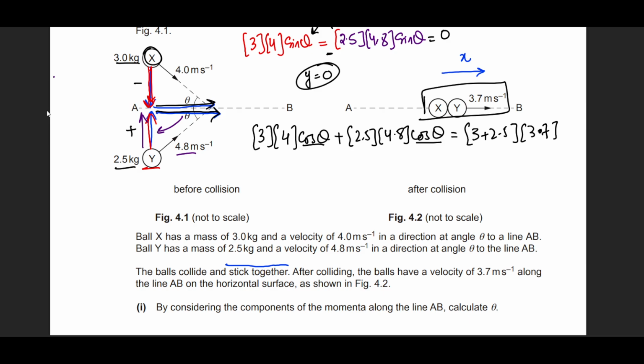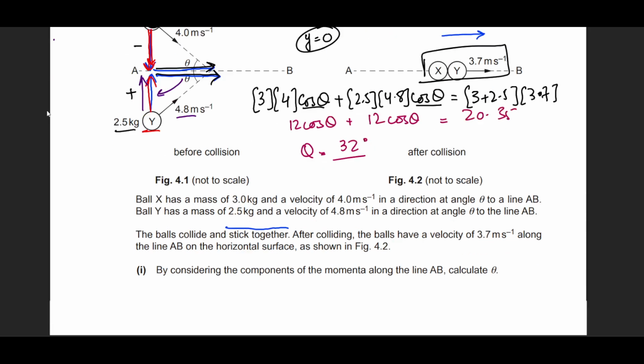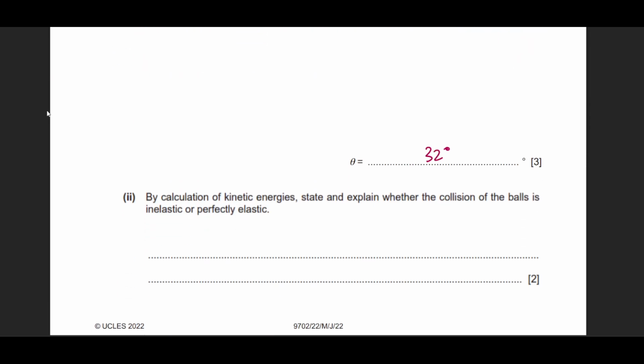If you calculate all of them, this is going to be 12 cos theta. This also comes out as 12 cos theta. This comes out as 20.35. Now, when you solve this, you get theta as 32 degrees. So the answer of this part would have been 32 degrees.